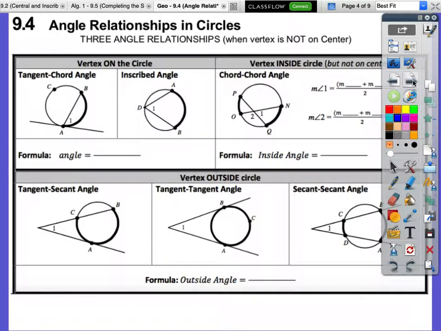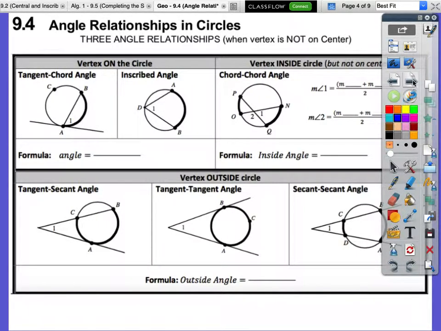Okay, so we have one of four scenarios. We have angles with a circle. First scenario is that we have a central angle. That's where the vertex is where? On the center, right? Hence the name central.